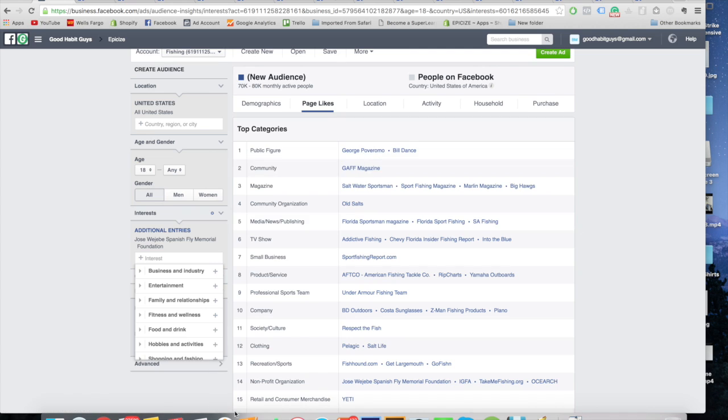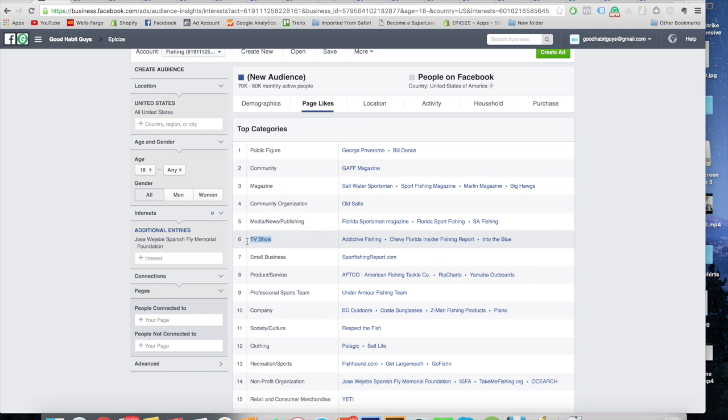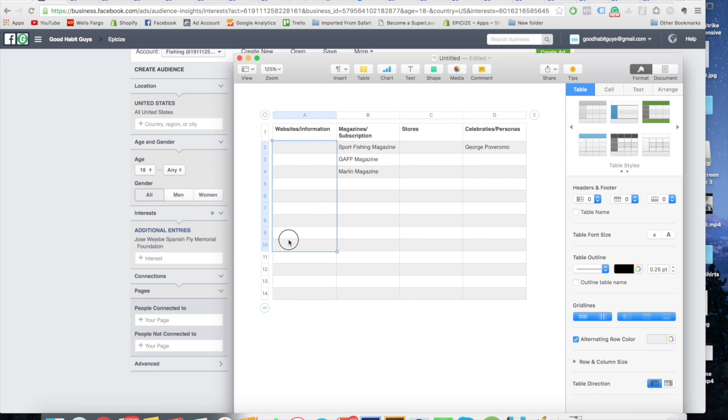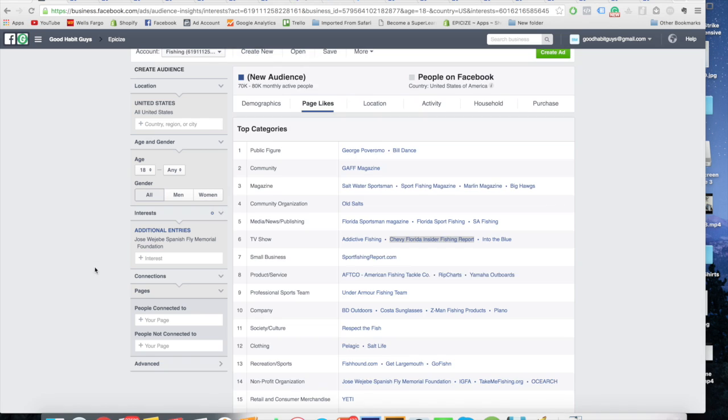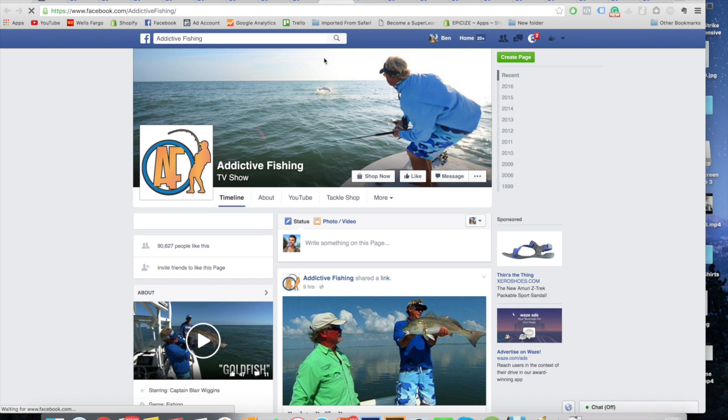We get our public figure that we already wrote down here. Who is Bill Dance? That might be another fisherman. The GAFF magazine, like we did before. Sport more magazines that I already have open that I need to get to really soon. By the way, we have some TV shows as well. Now TV shows I put underneath websites and information, okay, because again, it's something that is free and it just gives out content, it gives out value. People watch it for fun, people read it for fun, so it's only under that.